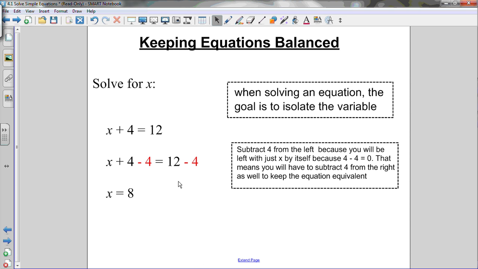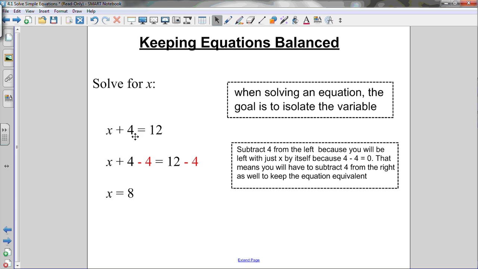Okay, so keeping that in mind, let's look at an equation that has a variable, so it has an unknown value, and we want to figure out what that unknown value actually is equal to. A little note here: the goal of solving an equation is to isolate the variable. So we want to get x all by itself on one side of the equation so that we can figure out what x is actually equal to. So keeping in mind that we want to have x all by itself on one side of the equation, I don't want this plus 4 here beside it.